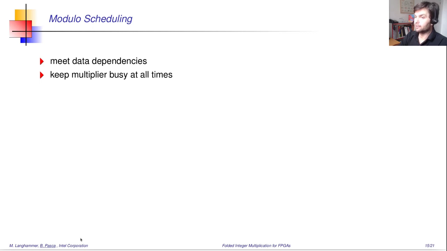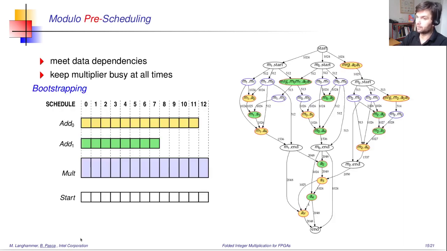A critical stage in building an efficient folding multiplier is finding a valid modular schedule. The schedule needs to respect the data dependencies while also accounting for operational latencies. Additionally, in order to meet the throughput requirement of having a new operation issued every 9 cycles, the multiplier unit must be kept busy at all times. We bootstrap our schedule to meet this requirement.